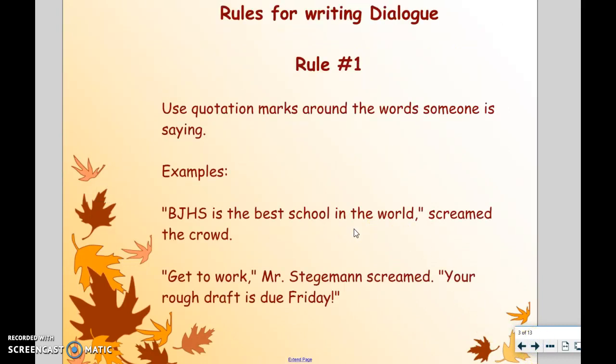So we have a few rules for writing dialogue. The first of which, obviously, is that you have to make sure you put quotation marks around dialogue. So anything a character says should be put in quotation marks. And we have to make sure it's just that. So whenever we say things like "screamed the crowd" or "said Johnny," those are not included in the quotation marks. The quotation marks signify to our readers what is actually being said.